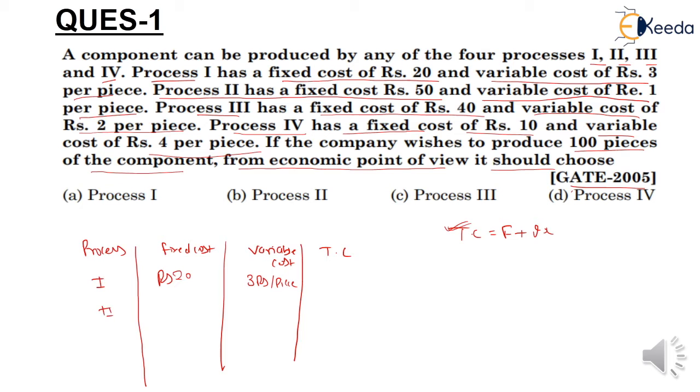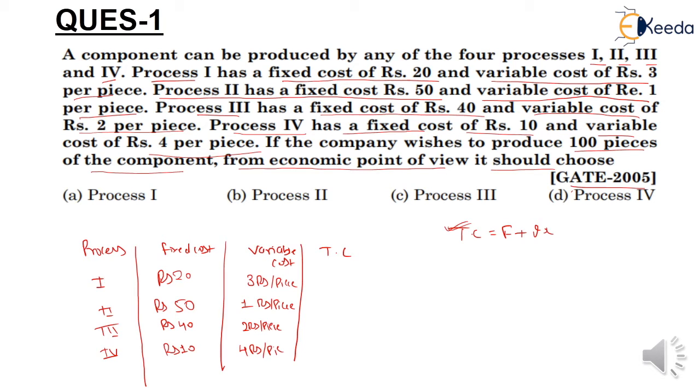Second process, it is given data. Process 2 has a fixed cost of rupees 50 and a variable cost of 1 rupee per piece. Okay. Process 3: the fixed cost is rupees 40 and the variable cost is 2 rupees per piece. And process 4: the fixed cost is rupees 10 and the variable cost is 4 rupees per piece.